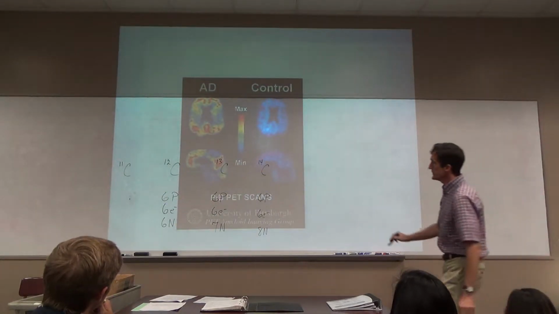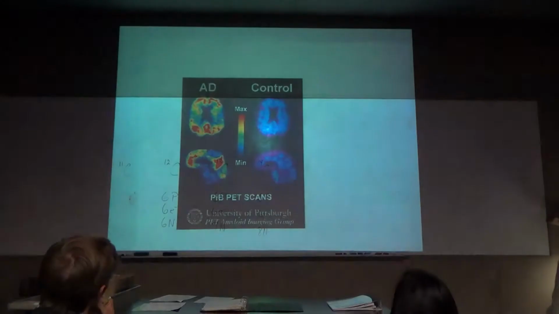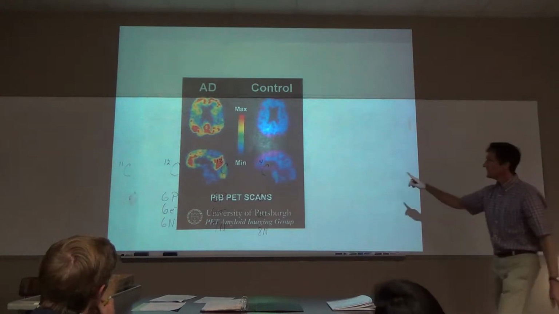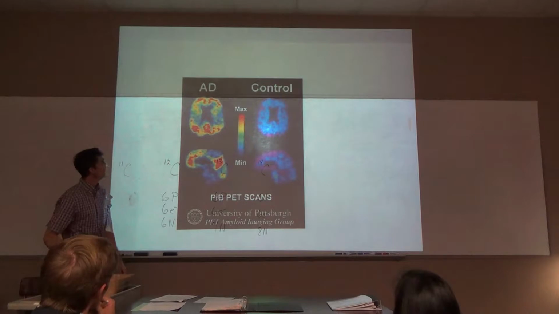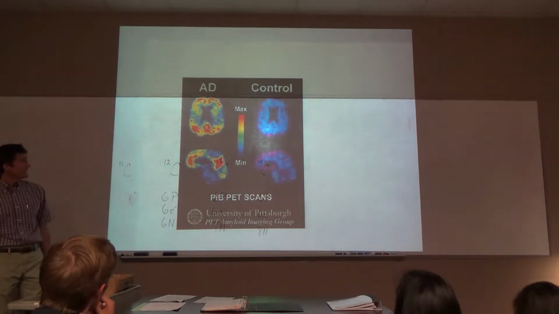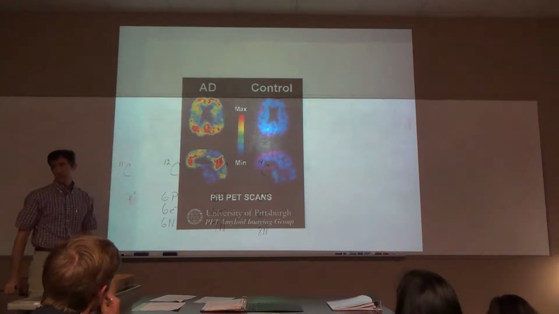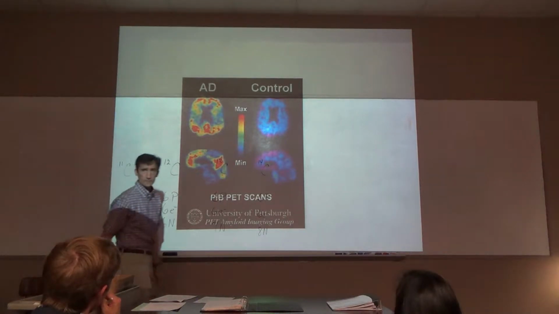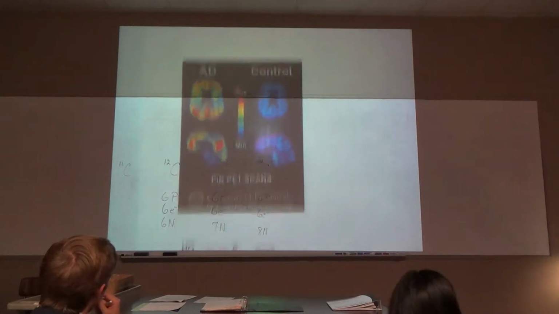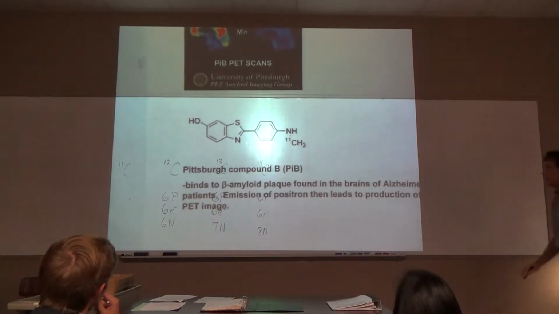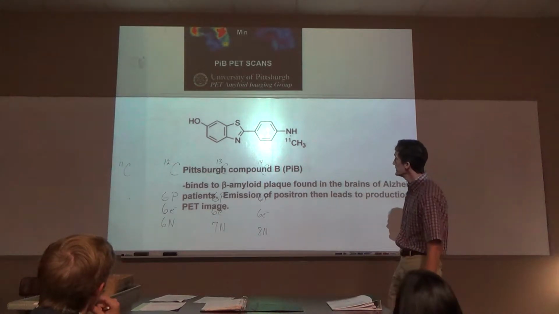Imaging of Alzheimer's. On the right is a healthy brain. On the left is Alzheimer's dementia patient, and the yellow and red, orange is indicating beta amyloid, which is basically indicator of Alzheimer's. And so you can study the progression. This scan is generated by dosing this compound here.